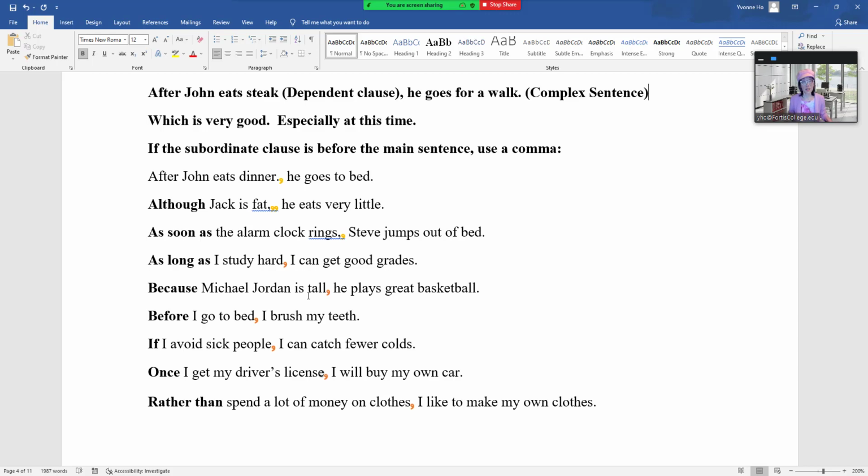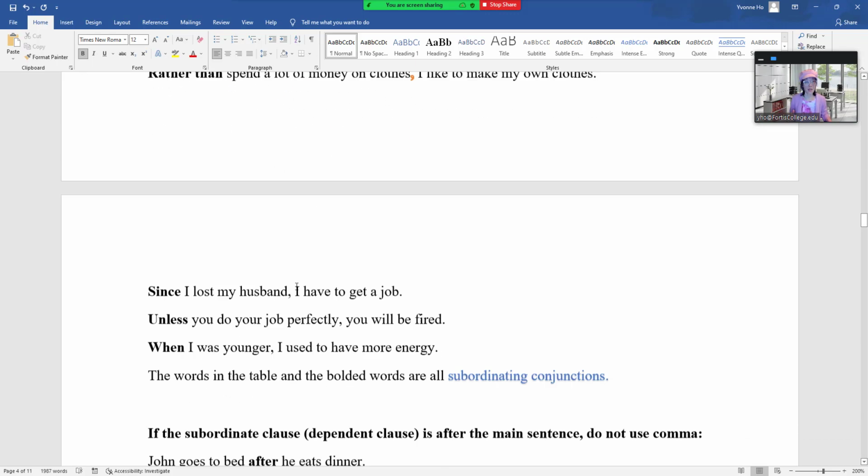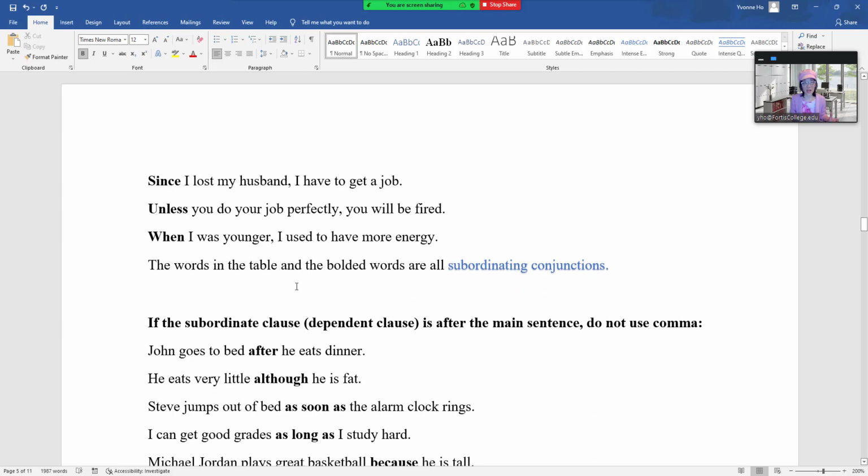And so all of these are dependent clause, comma, and then independent clause. And then together, it becomes a complex sentence. There's more. Since I lost my husband, comma, I have to get a job. Unless you do your job perfectly, comma, you will get fired. When I was younger, comma, I used to have more energy. So the words in the table and the bolded words are all examples of subordinating conjunctions.